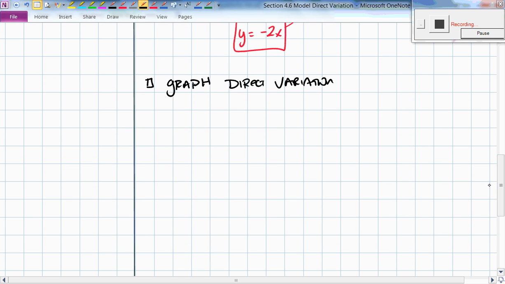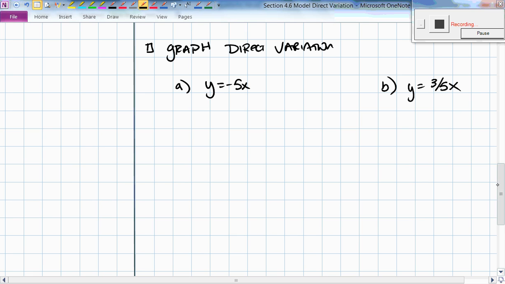Okay, I'm going to give you two graphs. I want you to graph y equals negative 5x, and B, you can graph them both on the same coordinate plane, y equals 3/5 x. Go ahead and take a moment and work with your partner. You can graph both of those on the same coordinate plane. So we'll go ahead and put those right here.